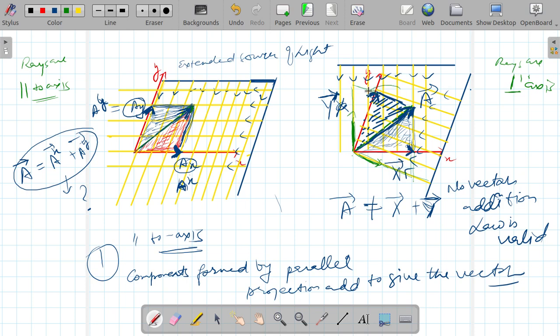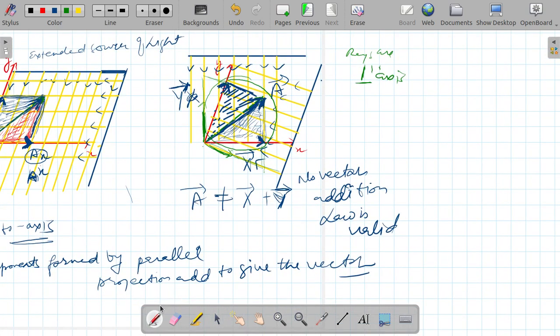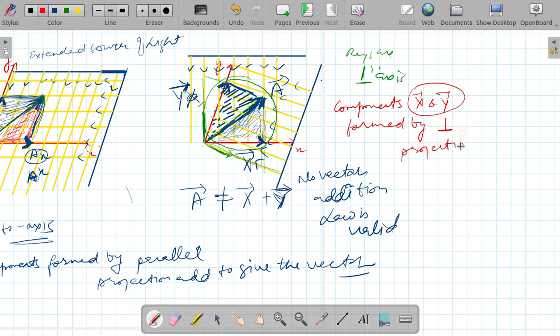So from this region, what we are concluding, and this is a very interesting conclusion, is that components x and y formed by perpendicular projection do not add to give vector A. That's what we are concluding from the perpendicular projection.